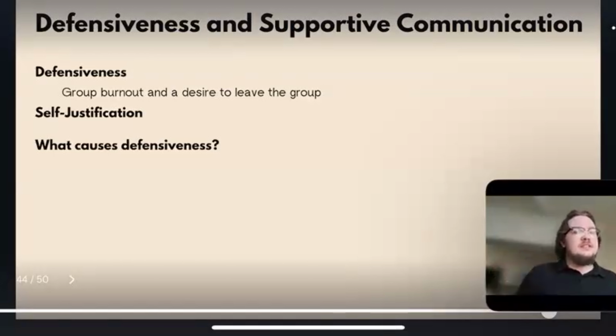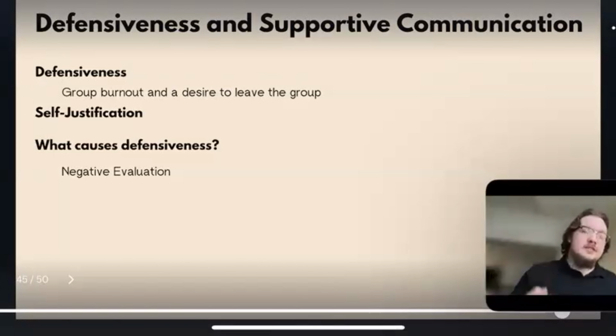So what causes defensiveness? Defensiveness comes from negative evaluations, okay? This includes criticism, contempt, and blame. So when someone presents us with any of those, criticism, contempt, and blame, from a perceived standpoint, that's when we go into ourselves and think, "Oh my God, this person's evaluating me negatively."